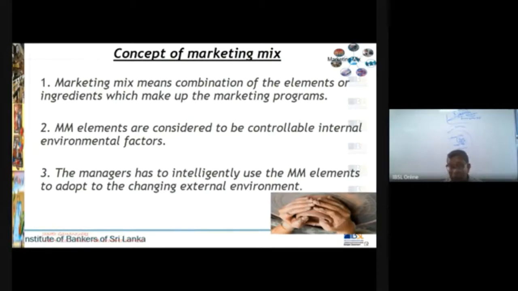Now you see down there, the marketing mix shapes up the product.